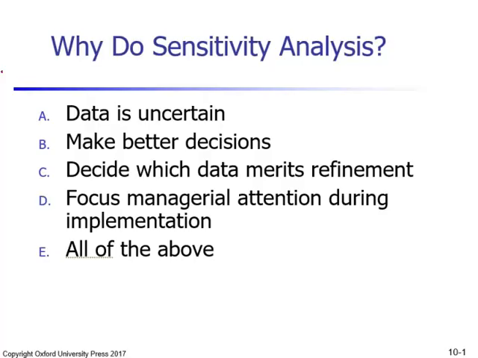Choice A, data is uncertain. That's correct. Because when we are not 100% sure about the data, we need to go for sensitivity analysis and check different scenarios, different values, and see what happens under different scenarios, each of which is possible.